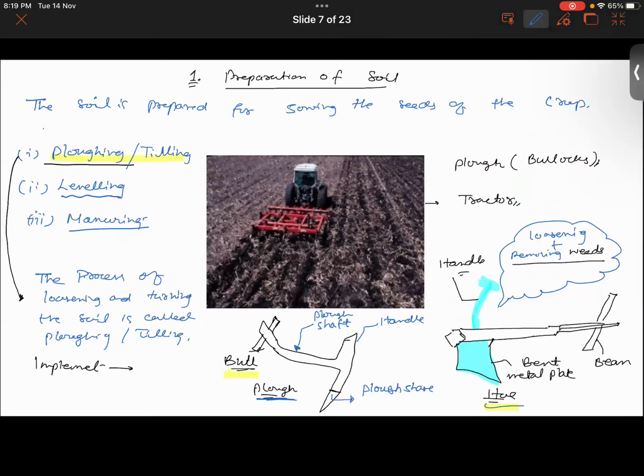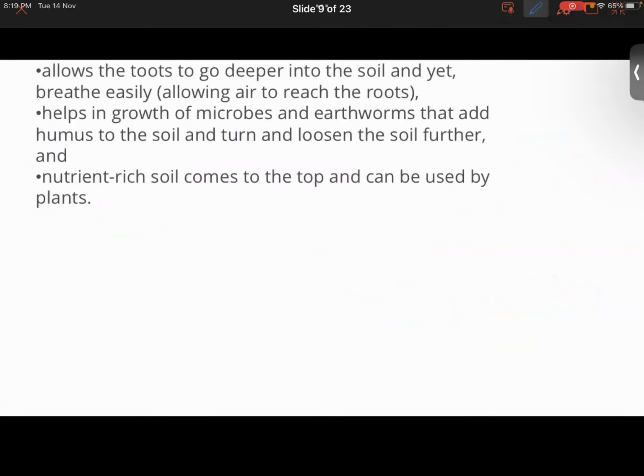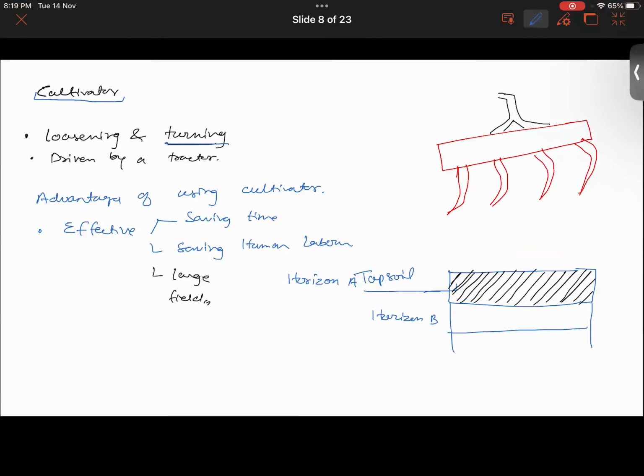Yes, sir, I'm getting it. So the first step we have covered. Second, labeling we discussed. Now it's about manuring. Okay, let's talk about manuring. Anyone who would like to explain what is manuring? Yeah, sure. Animal dung used for fertilizing land. Adding manure for fertilizing the land. Okay.